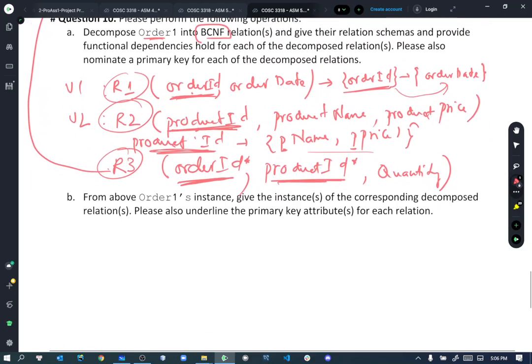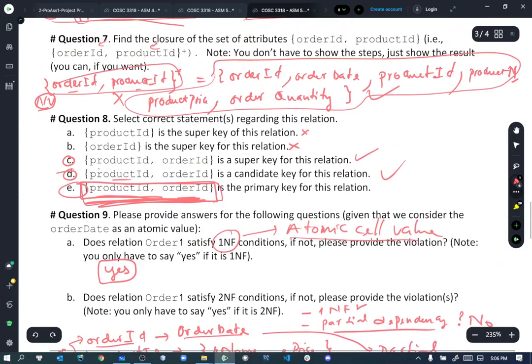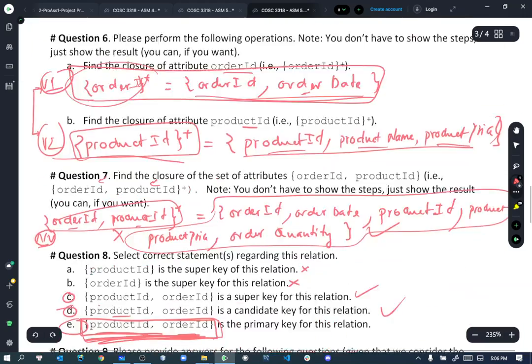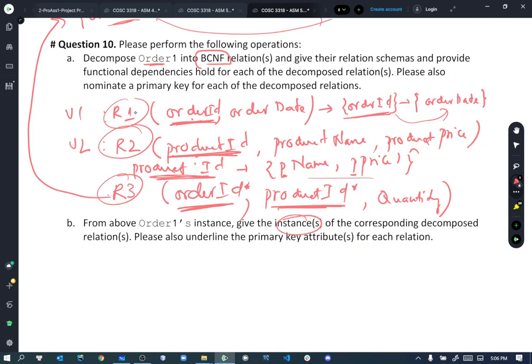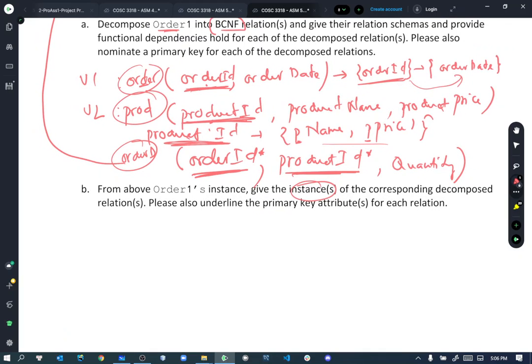Okay, the next one they say the term is instances. Given that instance, you need to split them into 3 instances because you split them into 3 tables already. So right now, the first thing I want to do is to give R1 a more meaningful name, which is order. R2 is actually about the product, so I'll give it product. And R3 is actually order details, so order item, order line, order detail. Let's just give it D. So first you need to split the order.